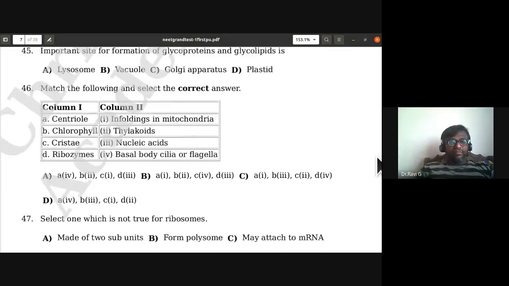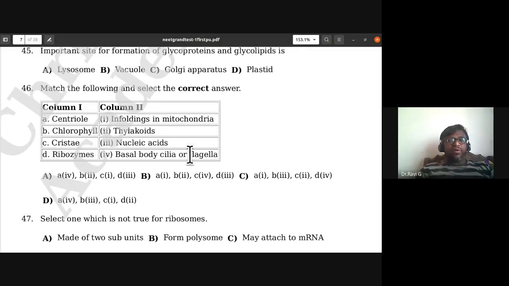45th, centriole. So the column 1 and column 2, you have to select the correct answer, match the following and select the correct answer. So centrioles, where they are found. The next one, chlorophyll, thylakoids they have. Okay, so the answer for 46th is A.